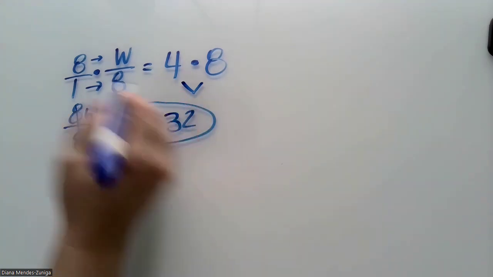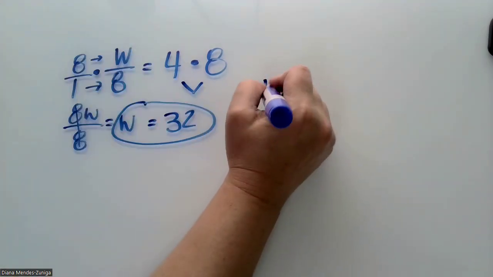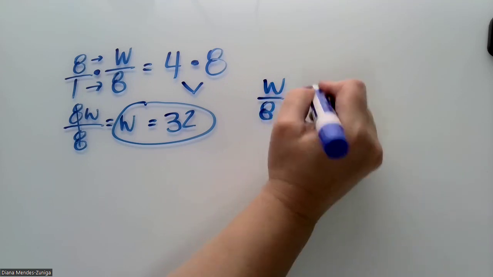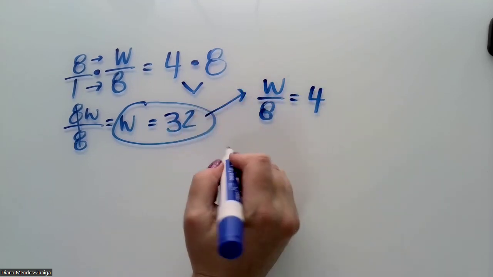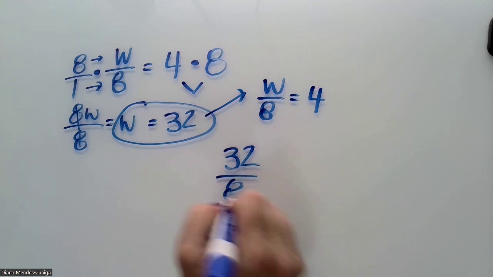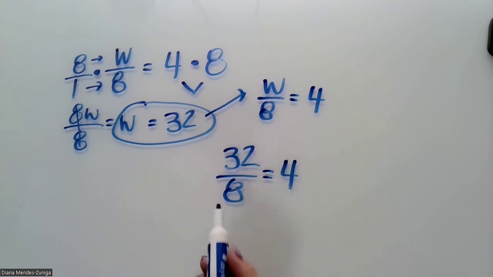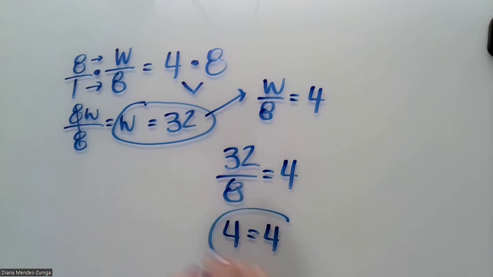Now, if I want to check that, I'm going to take my original problem, which is w over 8 equals 4, and I'm going to plug this 32 in there, and I'm going to have 32 over 8 equals 4. 32 divided by 8 equals 4. Is that true? Yes, it is. 4 equals 4. This is a true equation.